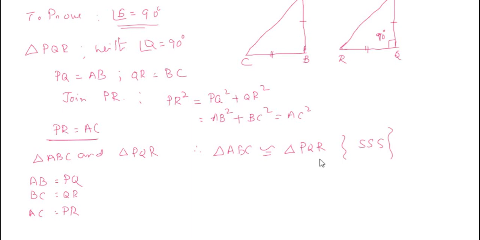When two triangles are congruent, then corresponding angles are equal. That is, angle B equal to angle Q. But you know Q is, we have taken as 90 degree. We have constructed a right angle triangle with Q as 90 degree. Therefore, angle B, which is opposite side AC, is 90 degree.